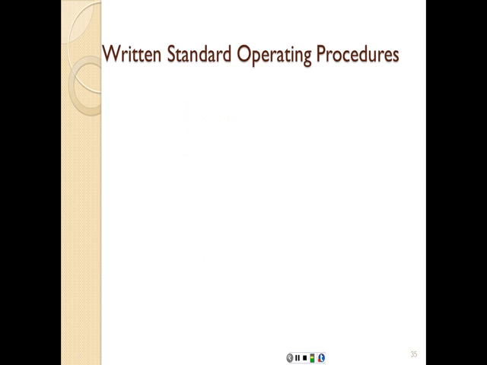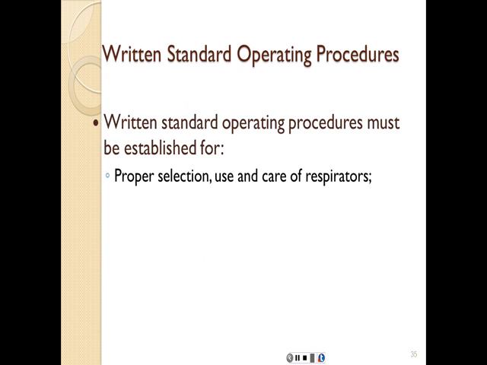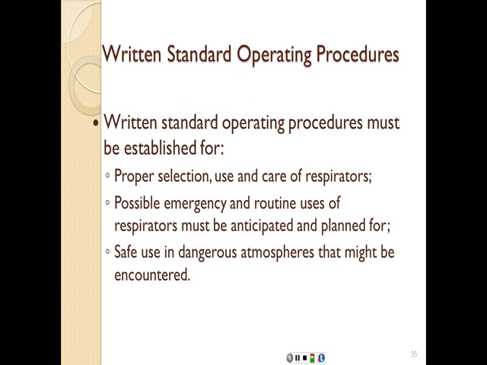And respiratory protection: there are some written standard operating procedures. You have to have written standard operating procedures for the proper selection, use, and care of respirators: which type is going to be suitable for which job, how it is going to be used, how it's going to be maintained, when it is going to be replaced or replenished. Possible emergency and routine uses of respirators must be anticipated and planned for, and the proper training provided to the employees for safe use in dangerous atmospheres that must be encountered.